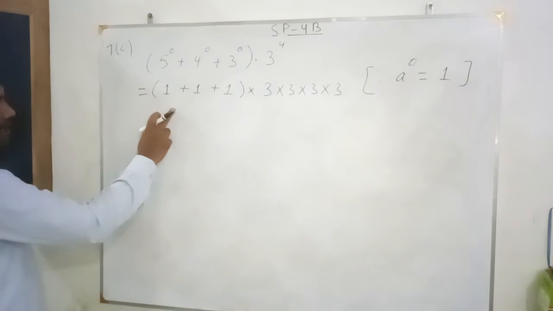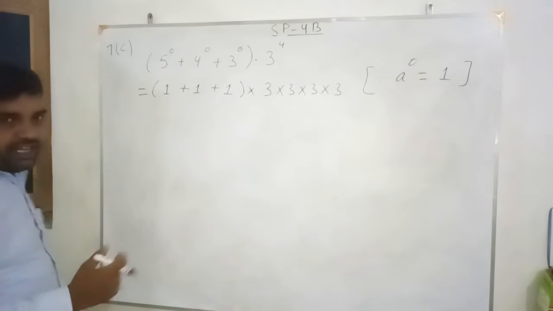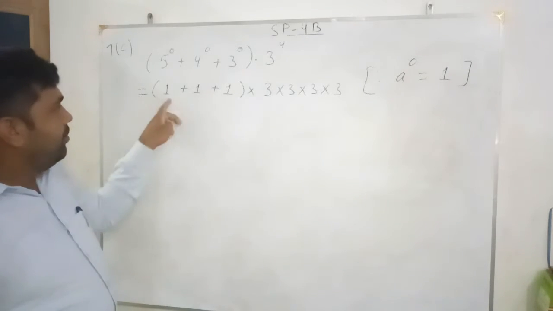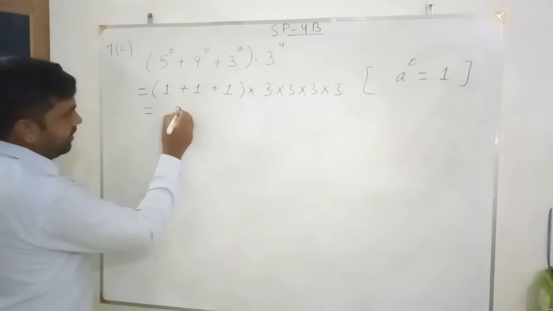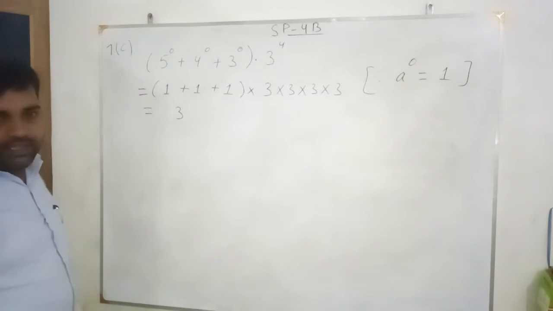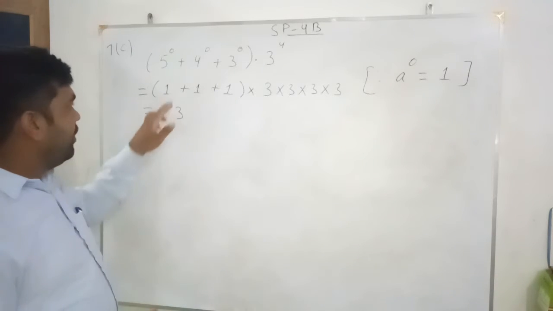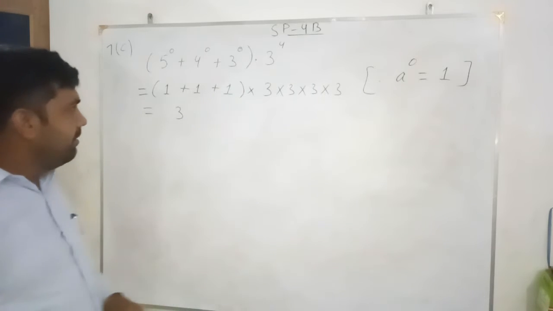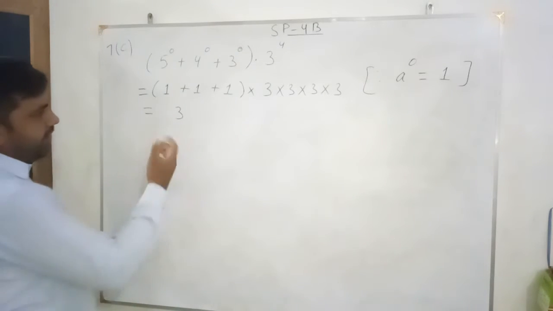Now here in the bracket, first we solve the parenthesis, because bracket has the highest priority according to the BODMAS rule. So 1 plus 1 is 2, 2 plus 1 is 3. So the value inside the bracket is 3. We have added all the terms inside the bracket, so now the bracket is removed.